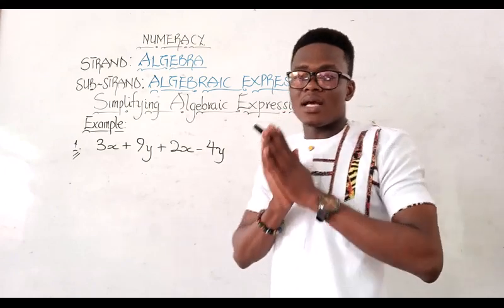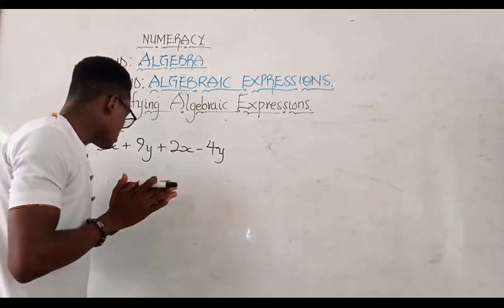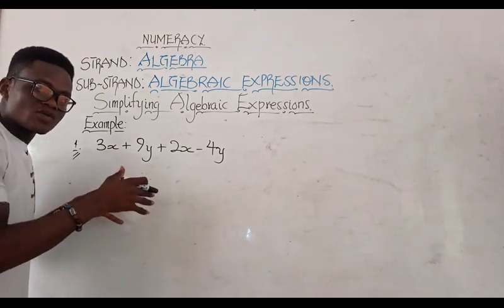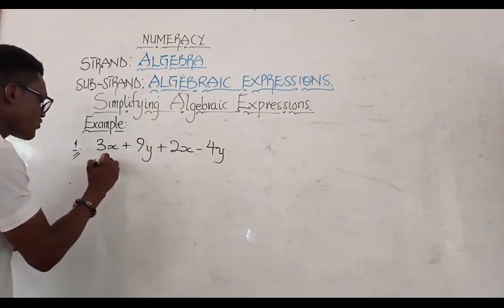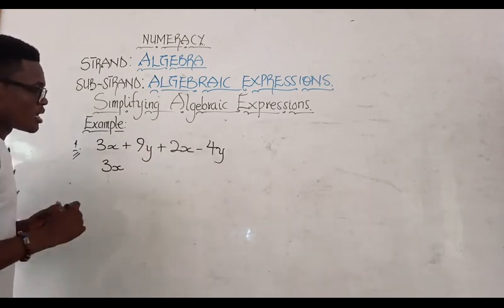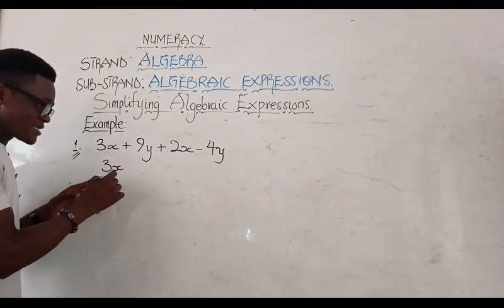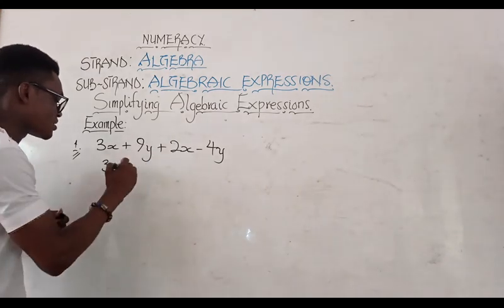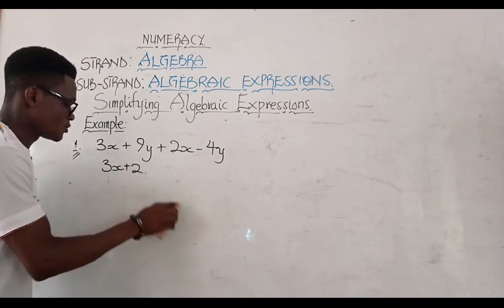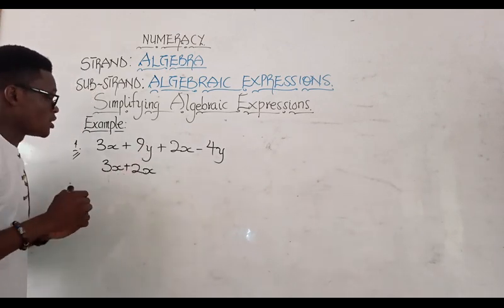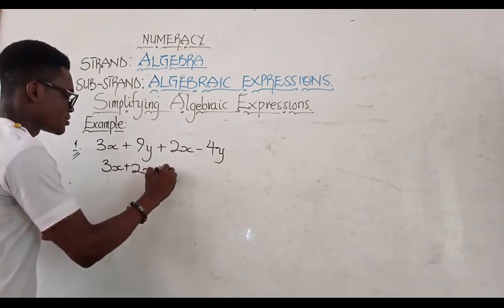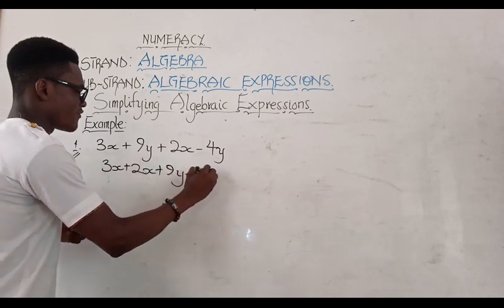So that we can subtract or add. Now let's group like terms over here, meaning terms of the same powers and variables. So you have 3x over here as our first term. We look through to see terms with x, the same variable, and we have 2x, so plus 2x. So we are done with the x terms. Then move on to the y. So plus 9y minus 4y.